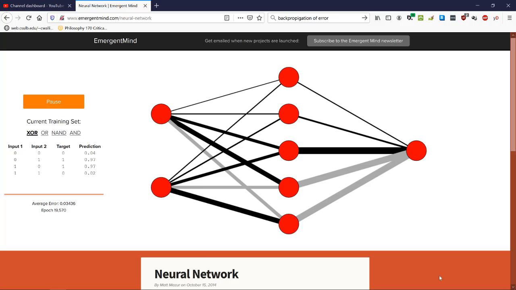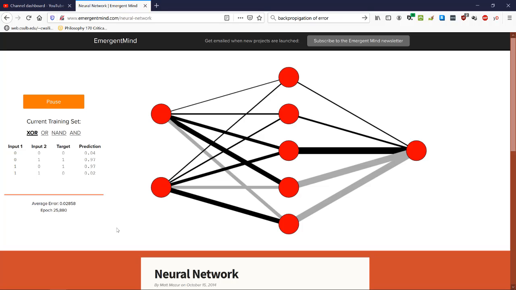And as we can see, we have an average error here as we go through these training sets of about 0.03. So 2% of the time it gets this answer wrong, this answer wrong. 97% of the time it gets these answers right. And we've gone through 23,000, 24,000 iterations of that training set.